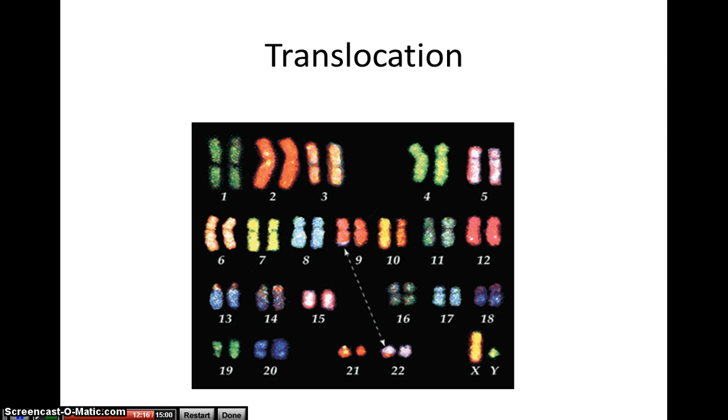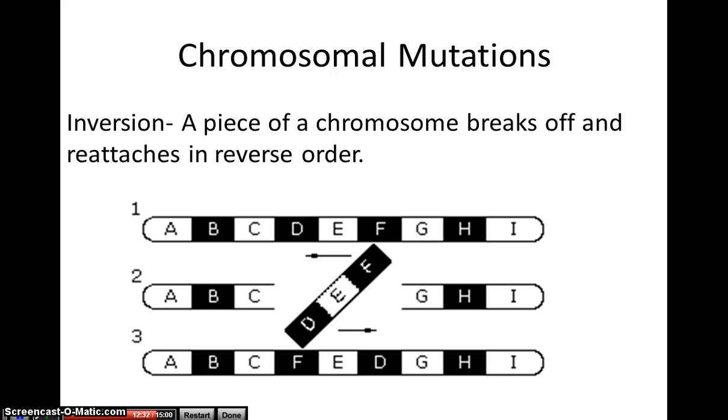So translocations, they have to be visualized using fluorescent markers so that you can really see them. And you can see here there was a translocation between chromosome 9 and chromosome 22 as visualized by the color. So that one's kind of easier to see. But again, it's a swapping, and you can see it in the karyotype.